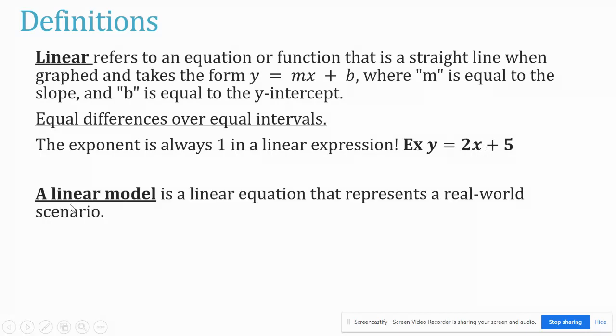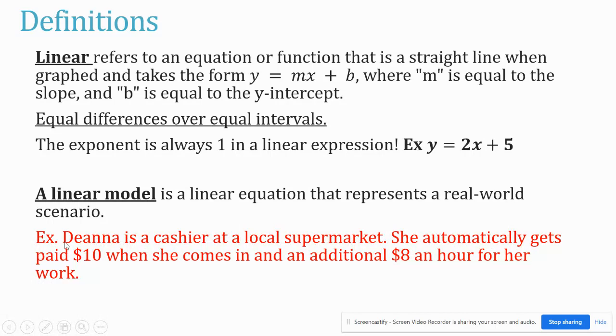Okay, so a linear model is a linear equation that represents a real-world scenario. So here we have an example. Deanna is a cashier at a local supermarket. She automatically gets paid $10 when she comes in and an additional $8 an hour for her work. So here, this is a word problem that represents a linear situation. If we were to write this equation, it would be y equals 8x plus 10. She gets paid $10 and then $8 for every hour. So today we're going to look at how we go from a word problem to an equation.